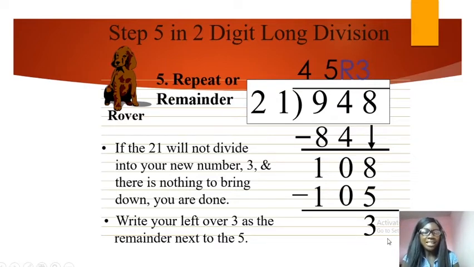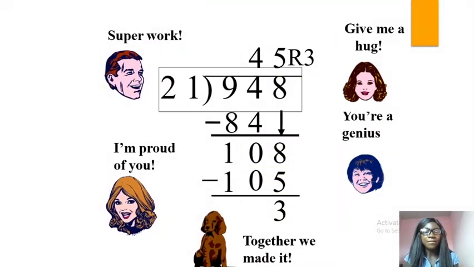So we'll write the leftover, which is 3, as the remainder next to 5. So our answer will be 45 remainder 3. That is to say 948 divided by 21 is 45 remainder 3. So daddy says super work. Mom says I'm proud of you. Sister says give me a hug. Brother says you are a genius. And brother says together we made it. So give yourself a big clap. So try to do this on your own and see if you will get the same answer as mine.